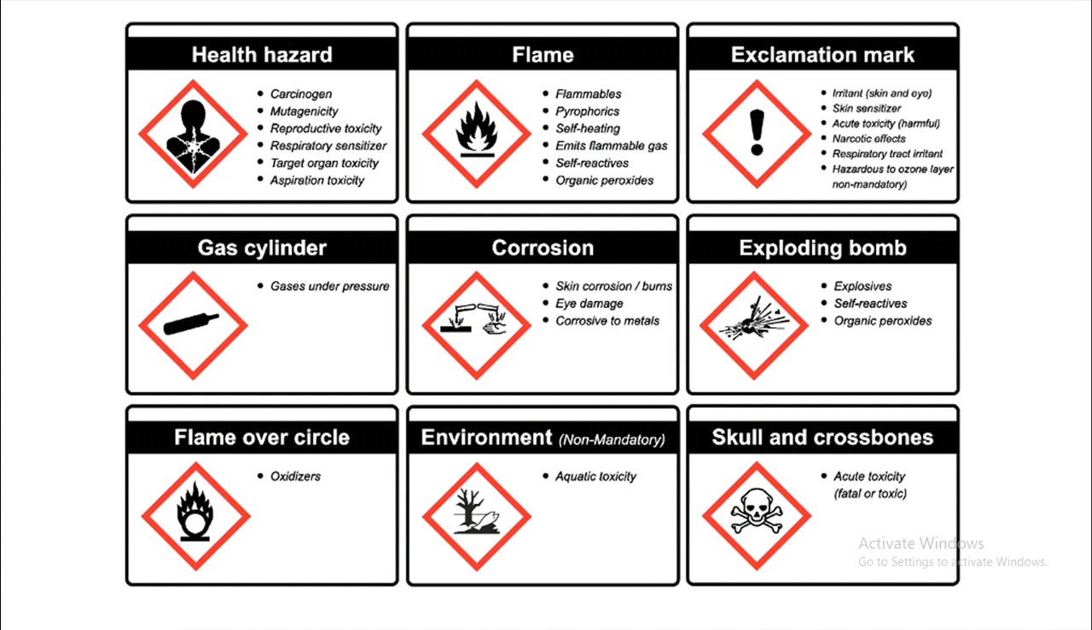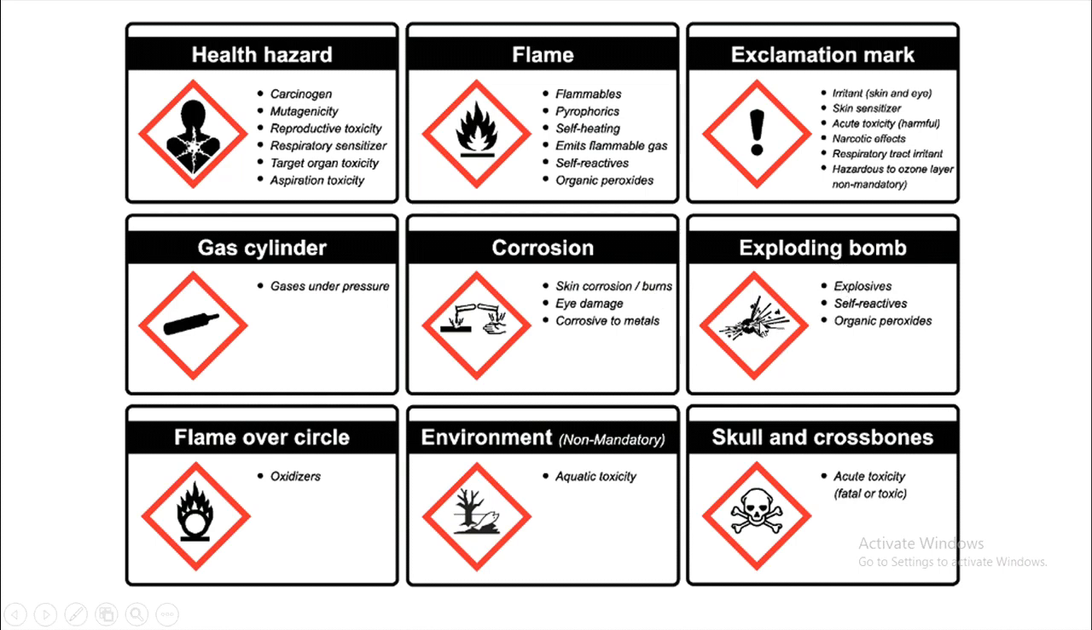Gas cylinders: you can see inside of the square a cylinder pictogram, gases under pressure. Okay, if you see some steel with a test tube with a liquid on it, and the steel is damaged, or in the hand, that means this is corrosive or corrosion. So it is skin corrosion or burns, eye damage, or corrosive to metals.